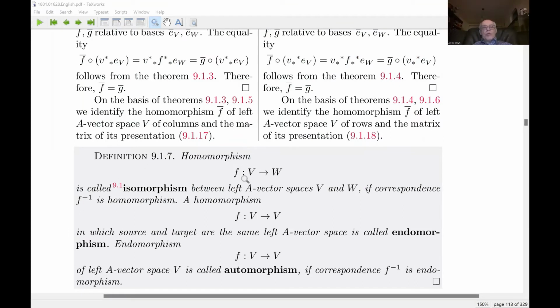Homomorphism of left A vector spaces is called isomorphism between left A vector spaces V and W if inverse correspondence is homomorphism. A homomorphism in which source and target are the same left A vector space is called endomorphism. Endomorphism F of left A vector space V is called automorphism if inverse correspondence is endomorphism.